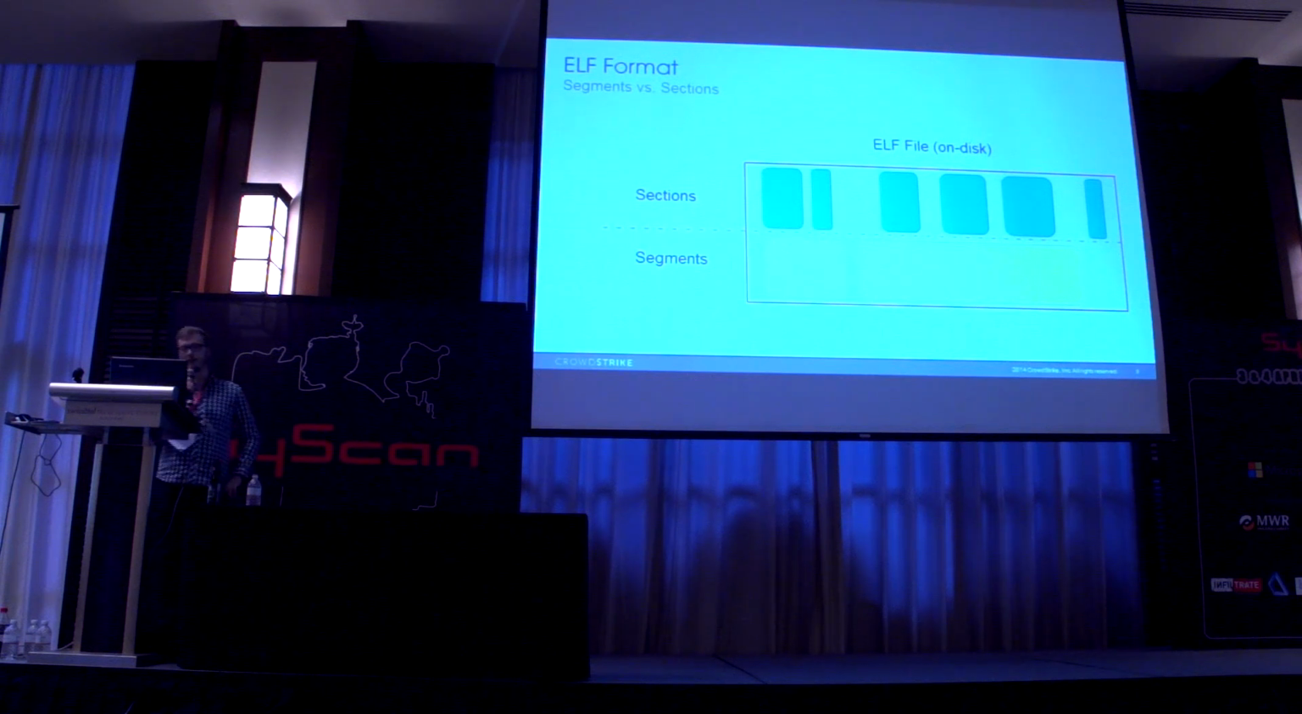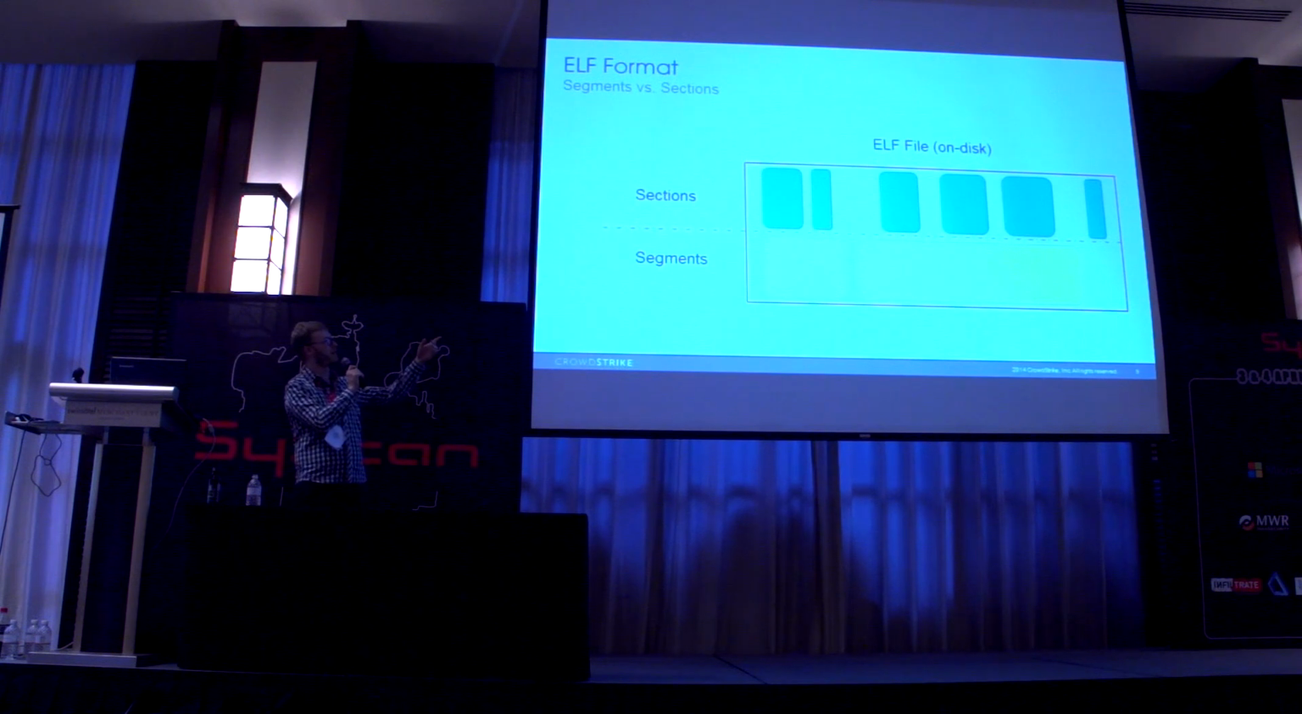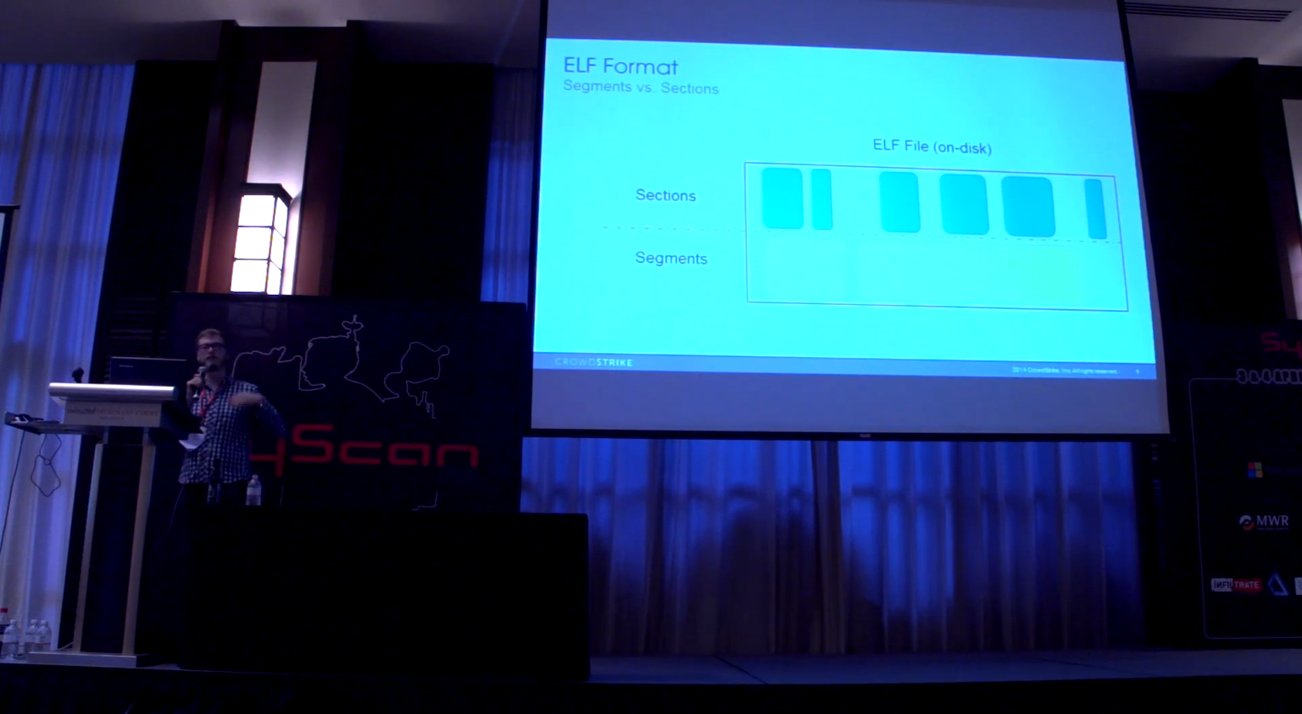So if you look at it, as I said, you have far fewer segments than sections, and the segments also overlap multiple sections, right? So you have the read-execute and the read-write segment, and there are a lot of sections in those, right? That might be some different dynamic strings sections, and there's a special section for dynamic loader info and so on, and the segments just cover it all.